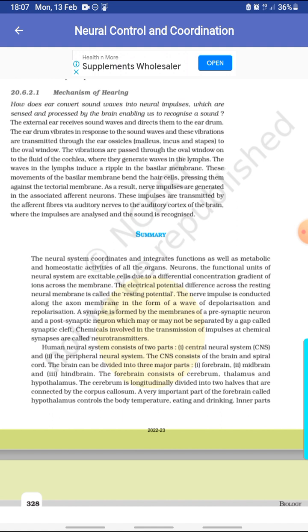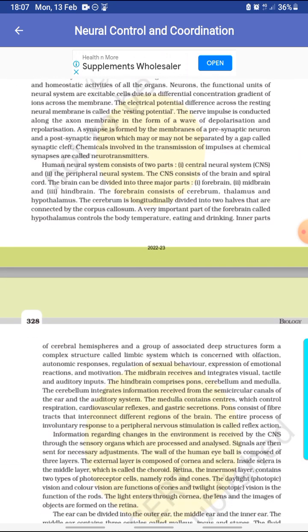The brain can be divided into three major parts. First, forebrain, second, midbrain, and third, hindbrain. The forebrain consists of the cerebrum, thalamus, and hypothalamus. The cerebrum is longitudinally divided into two halves that are connected by the corpus callosum. A very important part of the forebrain called the hypothalamus controls the body temperature, eating and drinking.